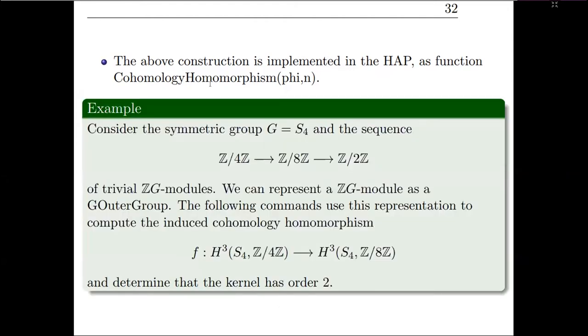And this is an example. Consider the symmetric group and the short exact sequence Z4 to Z8 to Z2, where these are trivial ZG modules, representing ZG modules with G as the outer group. And the following command computes the induced cohomology in dimension 3, and we determine the kernel has order 2.